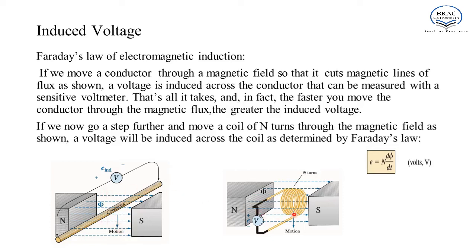Now, if we move a step further and move a coil of N turns through a magnetic field as shown over here, a voltage will be induced across the coil as determined by Faraday's law, which is E equals N d phi by dt. Here, N represents the number of turns in the coil and d phi by dt represents the rate of change of magnetic flux.